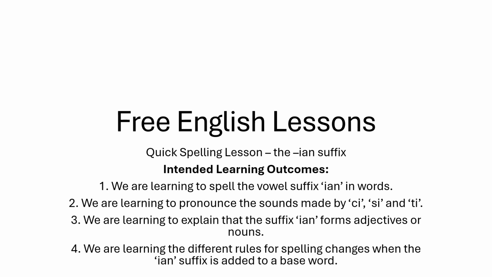This series will focus on spelling rules. There are 4 intended learning outcomes for this lesson. 1. We are learning to spell the vowel suffix I-A-N in words. 2. We are learning to pronounce the sounds made by C-I, S-I, and T-I. 3. We are learning to explain that the suffix I-A-N forms adjectives or nouns. 4. We are learning the different rules for spelling changes when the IAN suffix is added to a base word.